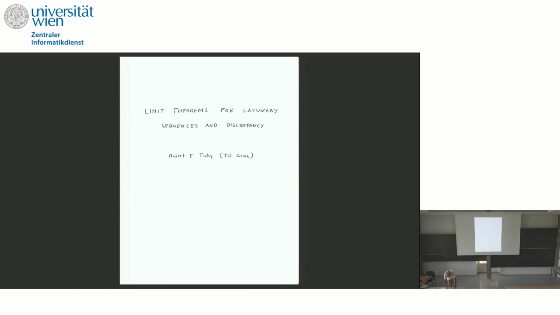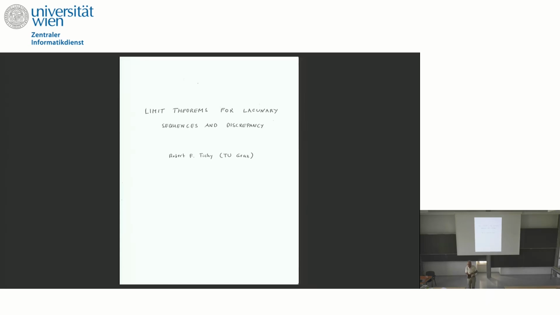As Henk already announced, I brought my own Kuipers Niederreiter book with me, and I can tell you a little story. It's almost exactly 50 years ago when I learned what a uniformly distributed sequence is. I learned it in this room in a lecture by Wolfgang Schmidt, who was a visiting professor at this time at the University of Vienna. And I was in my first semester, and I thought I should see this famous person, and I attended the talk and the whole lecture.